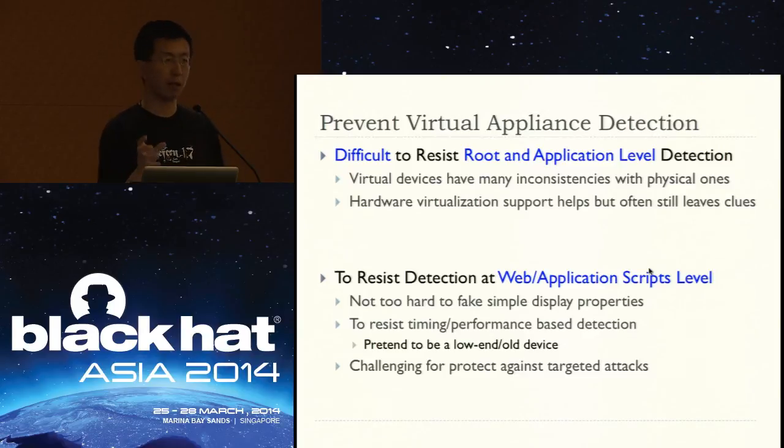Now, if you want to limit the scope and say, what if we focus on the case where the virtual appliance only supports web script or application level script? It's possible you can hide lots of the VM-specific information, but timing and performance-wise, that type of detection is relatively harder to do. And also it's pretty challenging to prevent the targeted attack. Like if someone knows that the target is using a certain type of machine, at least high end, it's pretty hard to again resist that type of detection.